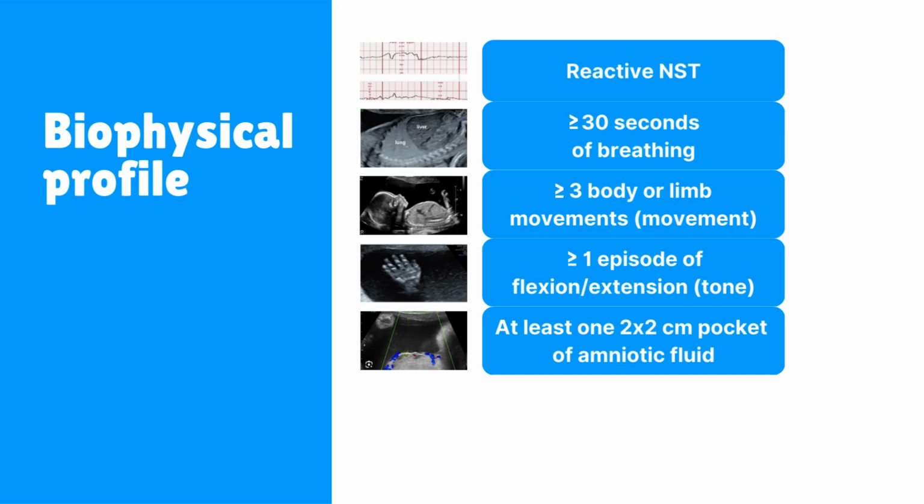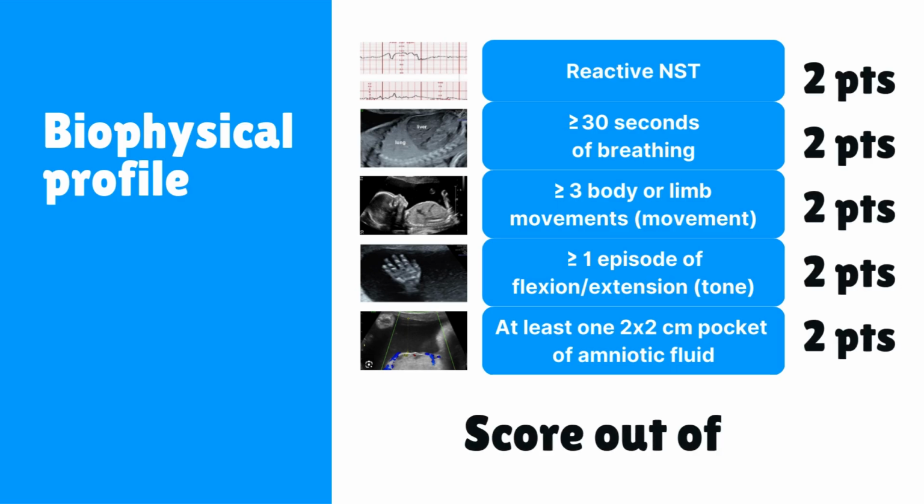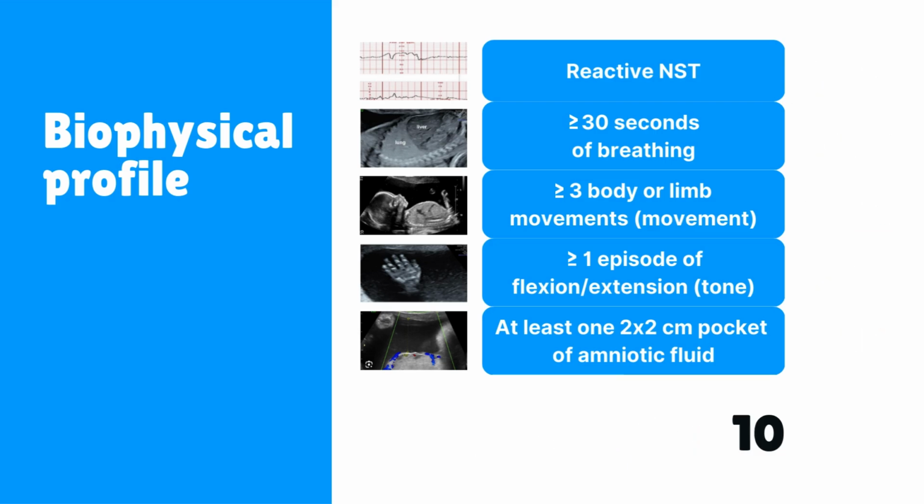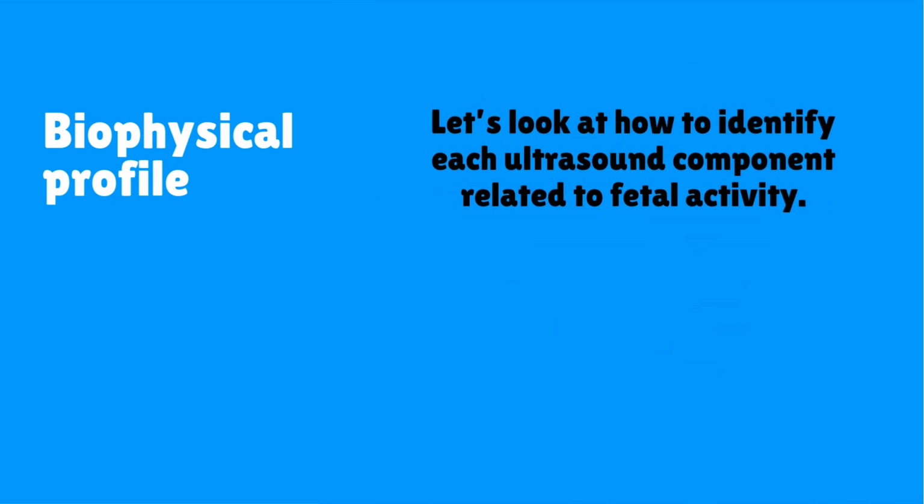Each component is worth 2 points, which ultimately give you a score out of 10. Each component is all or nothing. No partial credit. The score will always be an even number. Let's look at how to identify each ultrasound component.